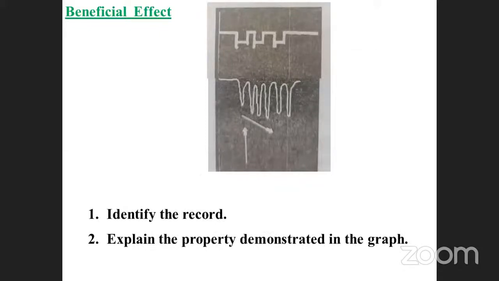Identify the record. Then explain the property demonstrated in the graph. Which property is demonstrated? Beneficial effect. It shows the long refractory period in cardiac muscle. In this way, we have completed today's practical, that is cardiac muscle properties 2, cardiac muscle properties 3, and beneficial effect. Beneficial effect is not under the long refractory period. Beneficial effect is a different property. So the long refractory period is shown by the extrasystole and compensatory pause, two successive stimuli, and incomplete tetanus. Is it clear? Don't confuse.